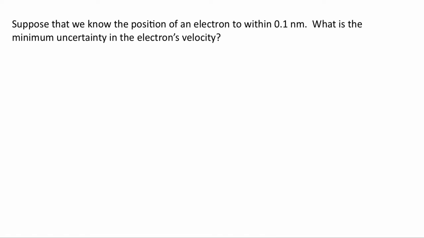All right, let's work this problem. So the first step in this problem is to figure out what kind of problem it is. And as soon as we see that we're looking for the uncertainty in the speed, and it doesn't specifically say what the uncertainty in position is, but we use words that mean the same thing. So we know it to within that. So that's an uncertainty in position.